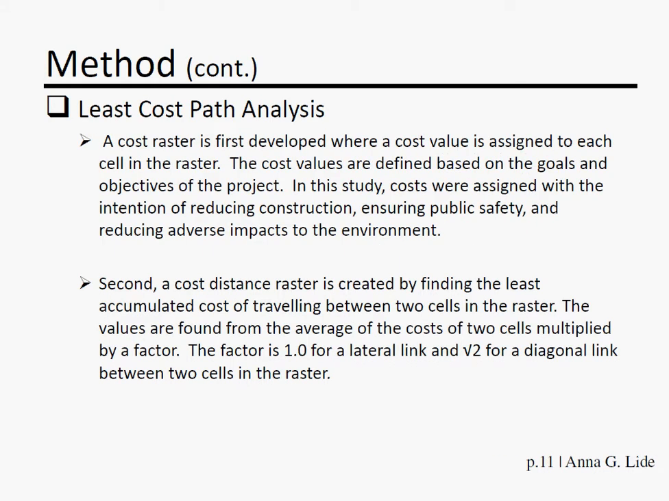In performing the least cost path analysis, first the cost rasters were developed to reflect the goals of the project: minimizing construction costs, ensuring public safety, and protecting the environment. A cost value was assigned to each cell in the raster. Second, a cost distance raster was developed to find the least accumulated cost from traveling cell to cell from the destination cell. The cost between cells is the average of two adjacent cell costs times a factor of 1, or a factor of square root of 2 for diagonal cells.